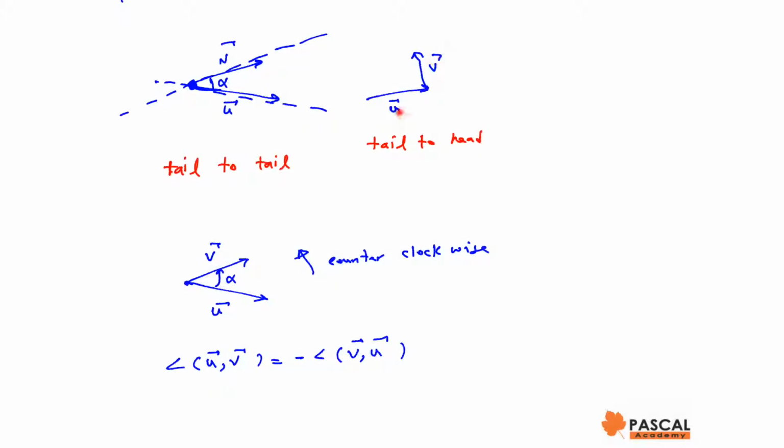When the tail of the second vector is the head of the first one, it's called tail to head orientation. If the angle between two vectors is alpha, the angle in this diagram is 180 minus alpha. The angles between U and V, and V and U are opposite. One of them is clockwise, the other one is counterclockwise.